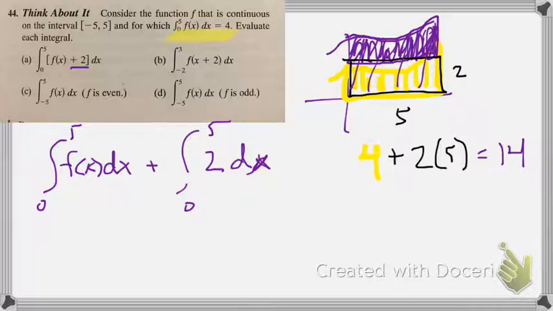If you do that, notice this is where we get our 4 from. And then if I took the integral of 2, I'd get 2x on the interval 0 to 5. That's where we're getting that 10 from, that 2 times 5 rectangle. And so that's how we're getting our 14 in total.